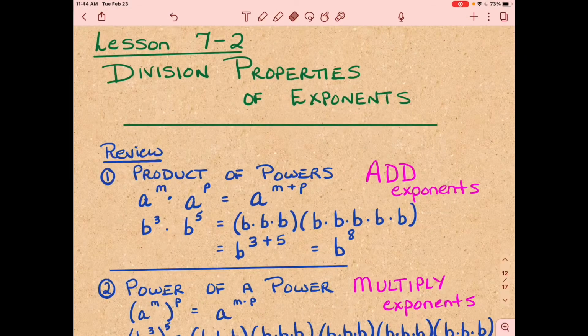Hi guys, this is lesson 7-2, division properties of exponents. So at the top of your notes, make sure you're writing that right now, lesson 7-2, division properties of exponents. And we are going to cover quite a bit of material today, so get ready to take some really good notes. And I will try to simplify this as much as possible for you and let you get to practicing.